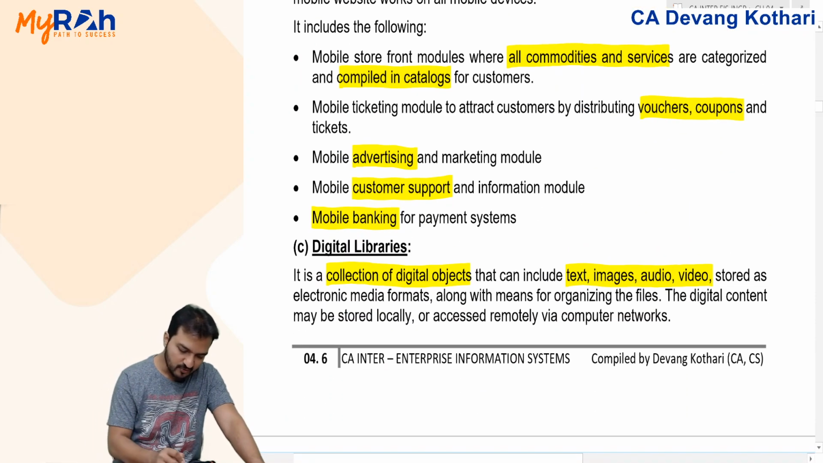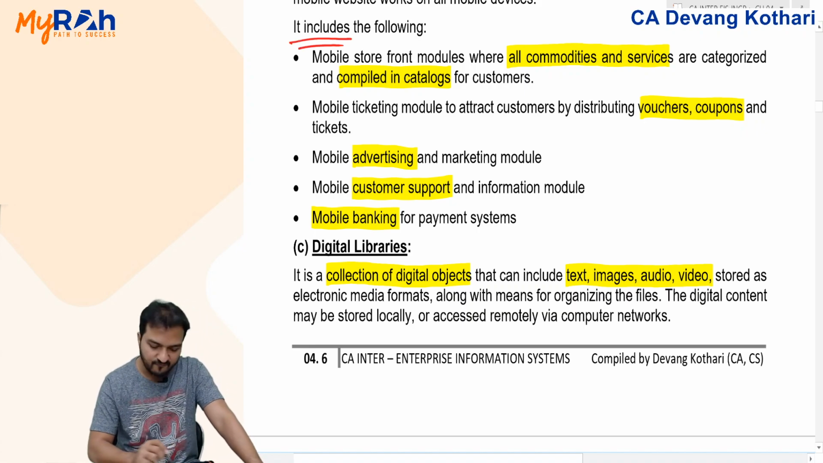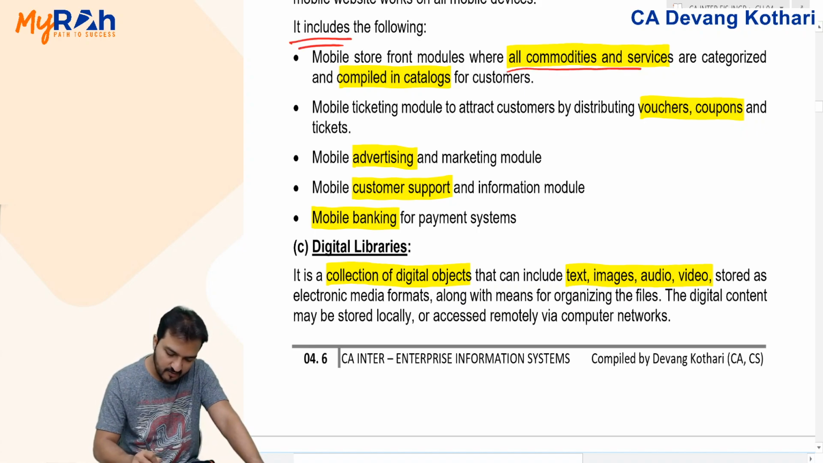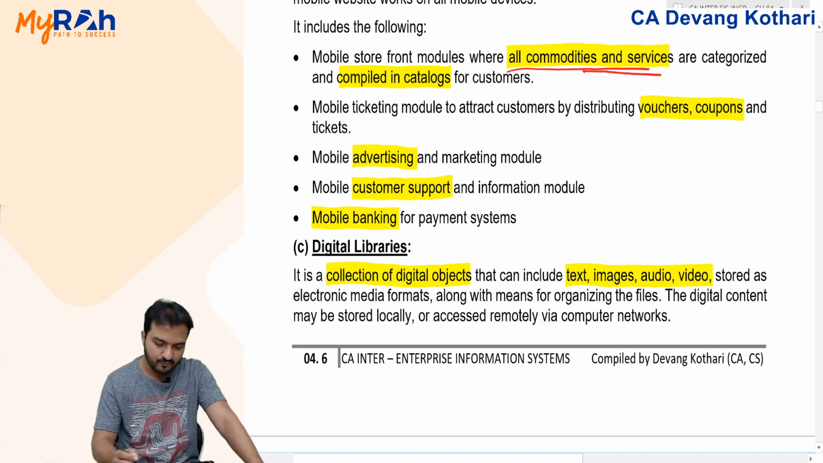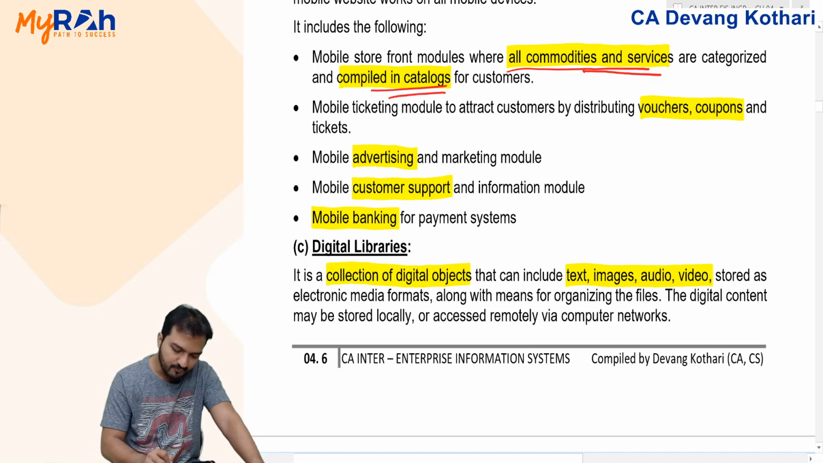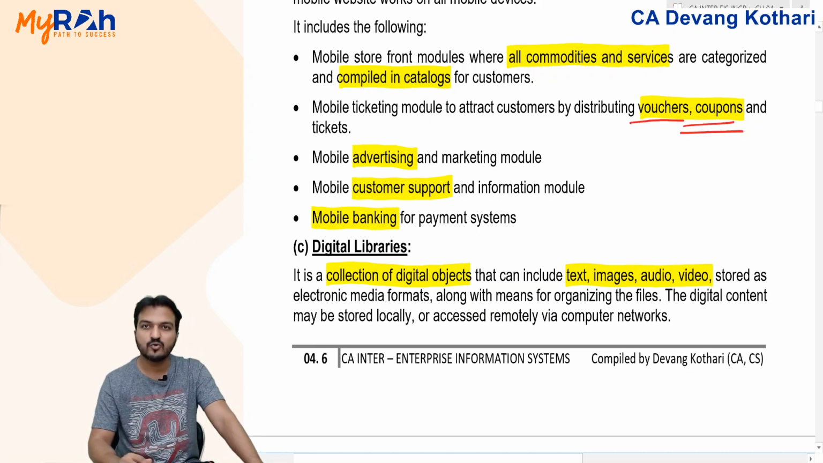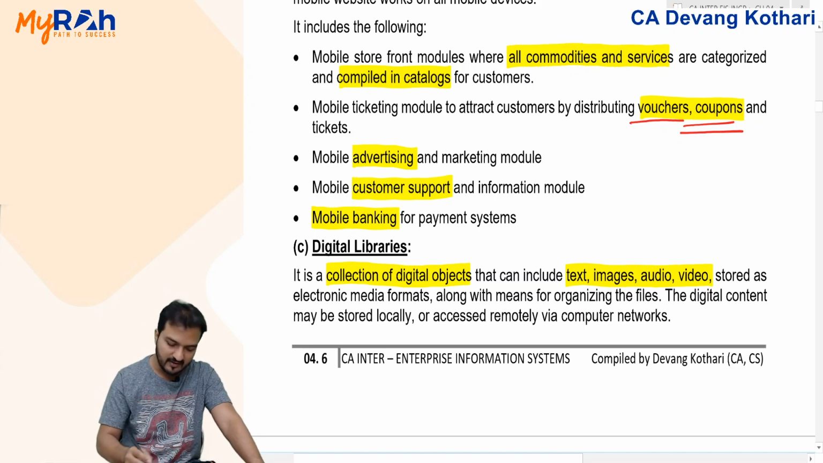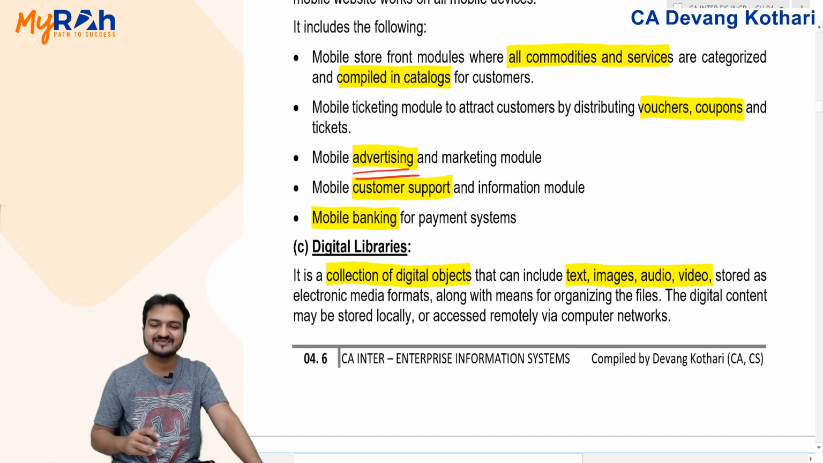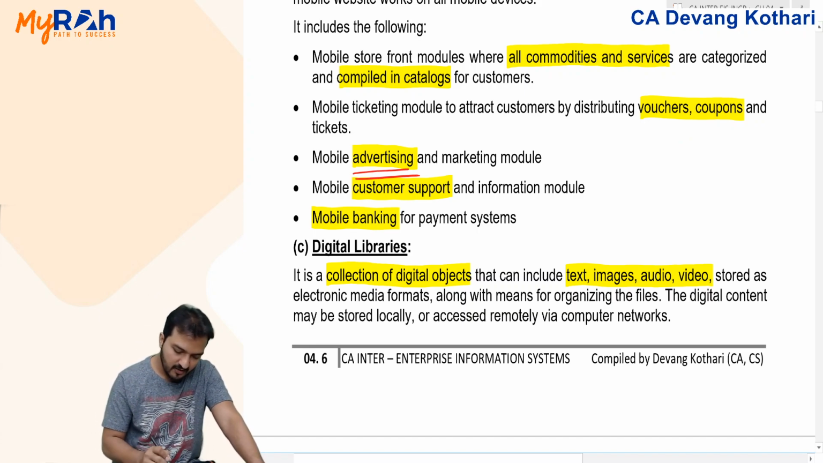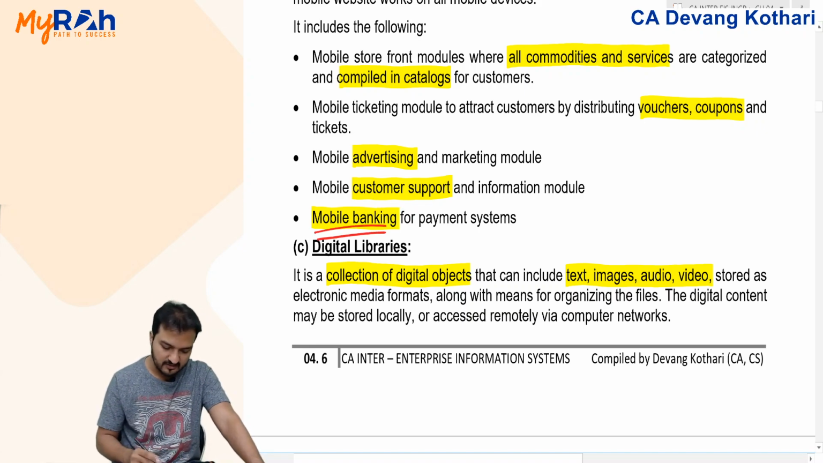Also, in case of these mobile apps, the mobile app should include the following. It should contain data about all commodities and services provided by the seller, compiled in proper catalogs. Mobile apps can also offer various vouchers and coupons to attract customers to purchase from the mobile. Mobile advertising is very famous nowadays, as advertising is more convenient through the mobile app. Mobile customer support, given directly on the mobile banking, is also something most e-commerce companies have now started doing.